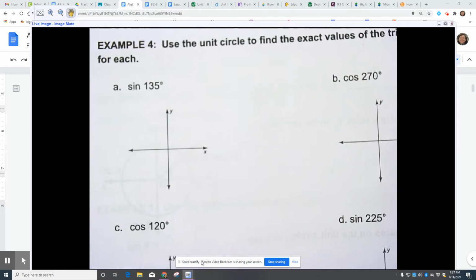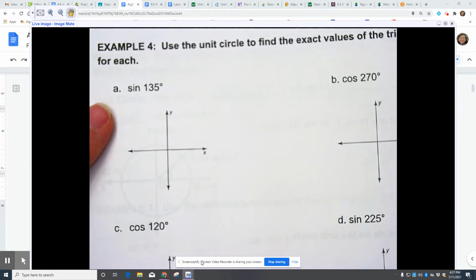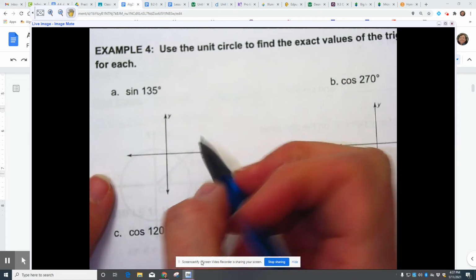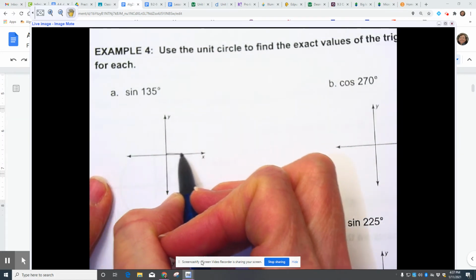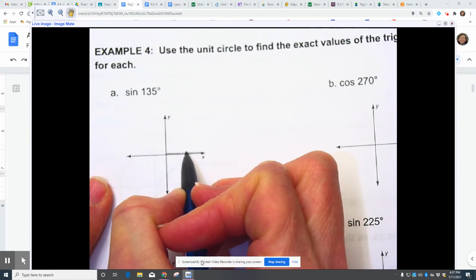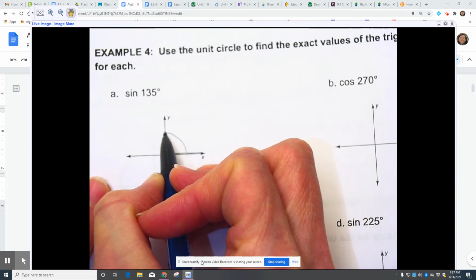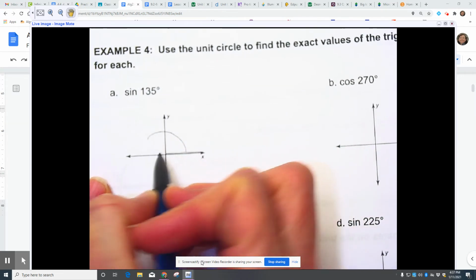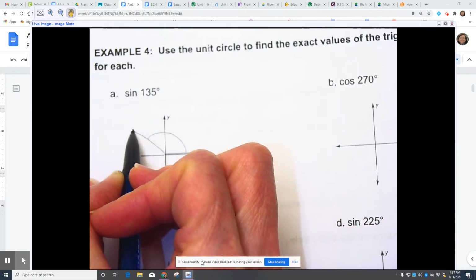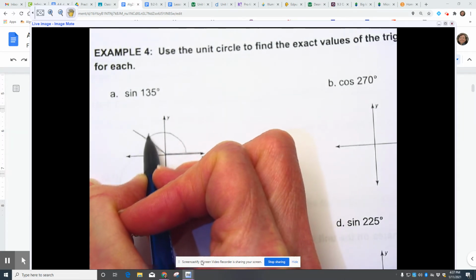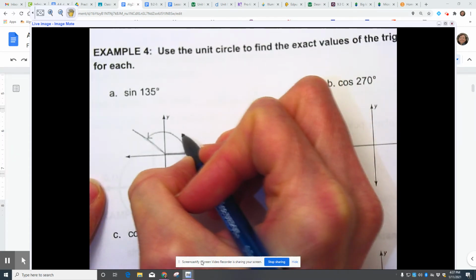So I'll start with A here. I'm probably not going to do all these in this video. So the sine of 135 degrees, well, you should be thinking to yourself, if I start here, I'm going to go past 90. I'm not going to go all the way to 180. So it's going to be about there, right? So that's 135 degrees.